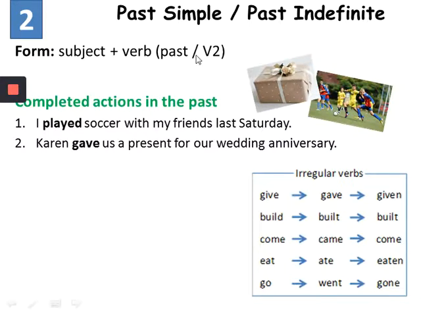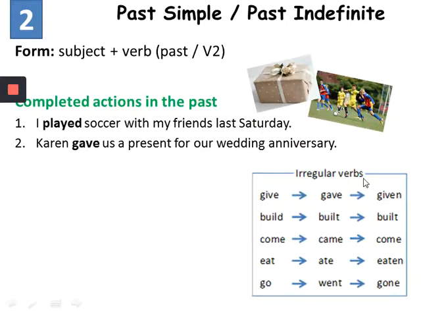We come to past simple or past indefinite. Again, subject plus verb, but in its past or the V2 form. Completed actions in the past. I played soccer with my friends last Saturday. Karen gave us a present for our wedding anniversary. The actions have already been completed in the past.